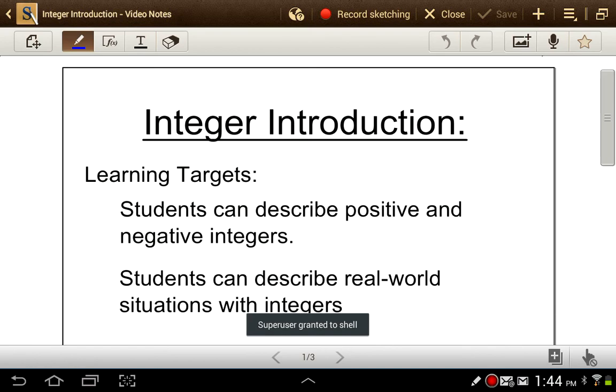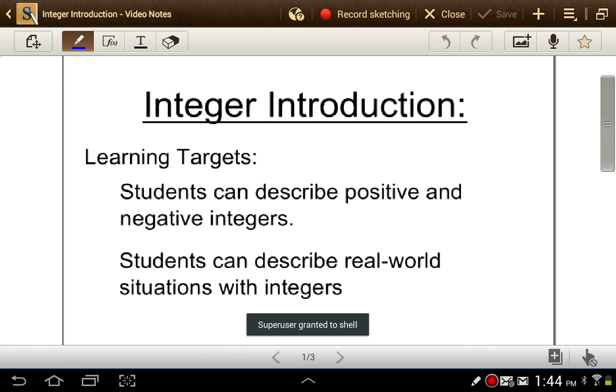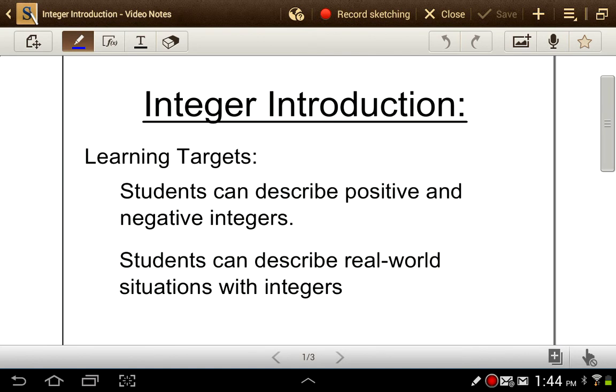Okay, so let's go through this. We have two learning targets today. First learning target is students can describe positive and negative integers. And our second learning target is students can describe real-world situations with integers. Make sure you write that down. Make sure you put this in the margin at the top so that we can see it, so we can find it later when I'm grading it. All right, I'm going to move down.